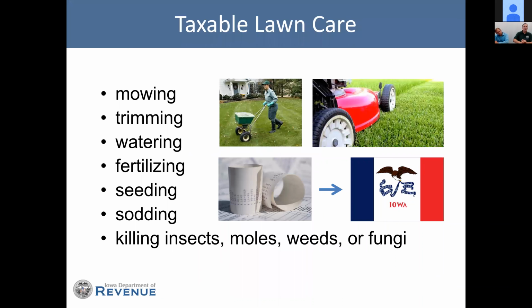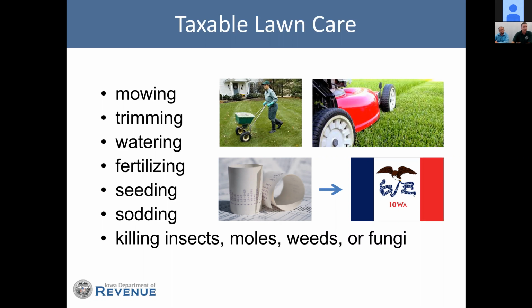And lawn care, what does that entail? Well, that can entail any of these things. If we're doing something to make the lawn look nice, chances are that's going to be under the taxable service of lawn care. We're talking about things like mowing, any type of trimming, watering, putting down some grass seed, maybe in some bare spots, killing some moles or some other undesirable things that you don't want to have in the yard. This is all considered part of the taxable service of lawn care.